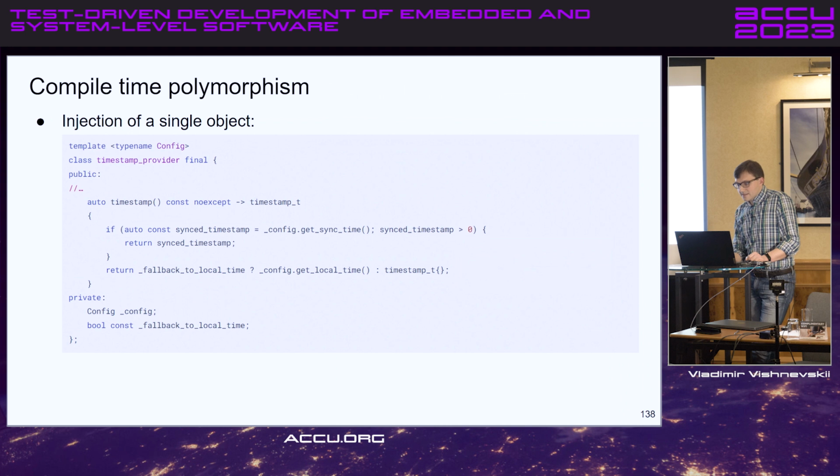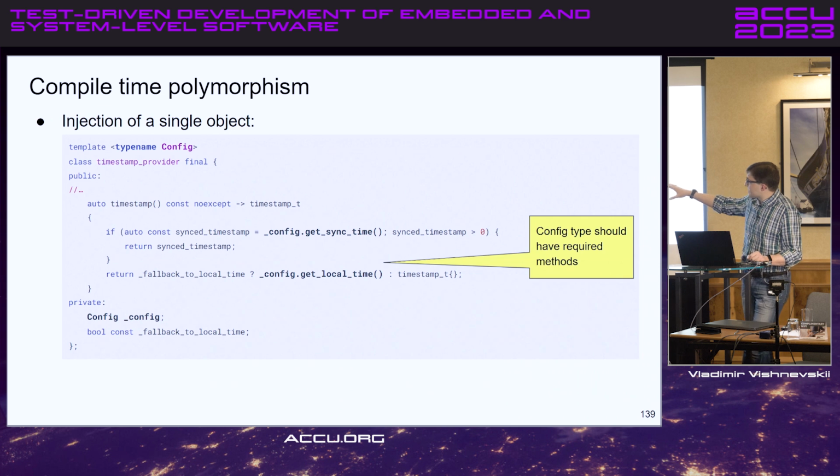So as a remedy to this, we can try to switch to the option where we just inject some form of configuration that will have the APIs that we require. In our case, those are get sync time and get local time.